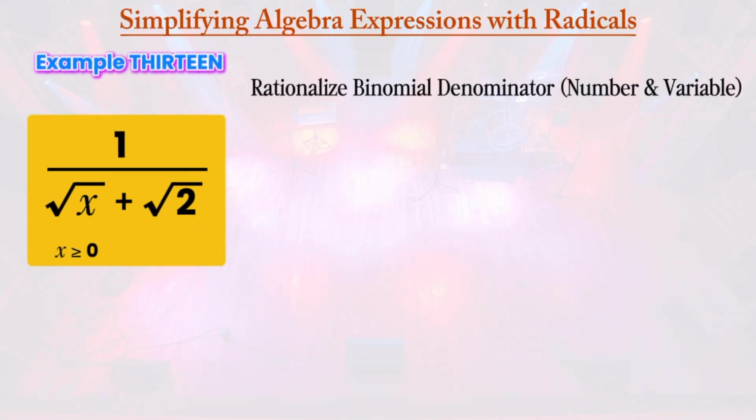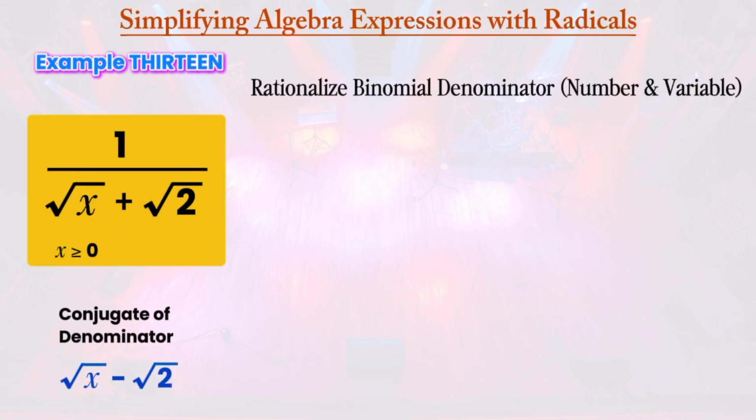Now, of course, this wouldn't be a complete lesson without algebra and conjugates. Here we have 1 over the square root of x plus the square root of 2. As you can see, the binomial denominator has two radicals we can rationalize. All we do is use the exact same process. The conjugate of the square root of x plus the square root of 2 is the square root of x minus the square root of 2.